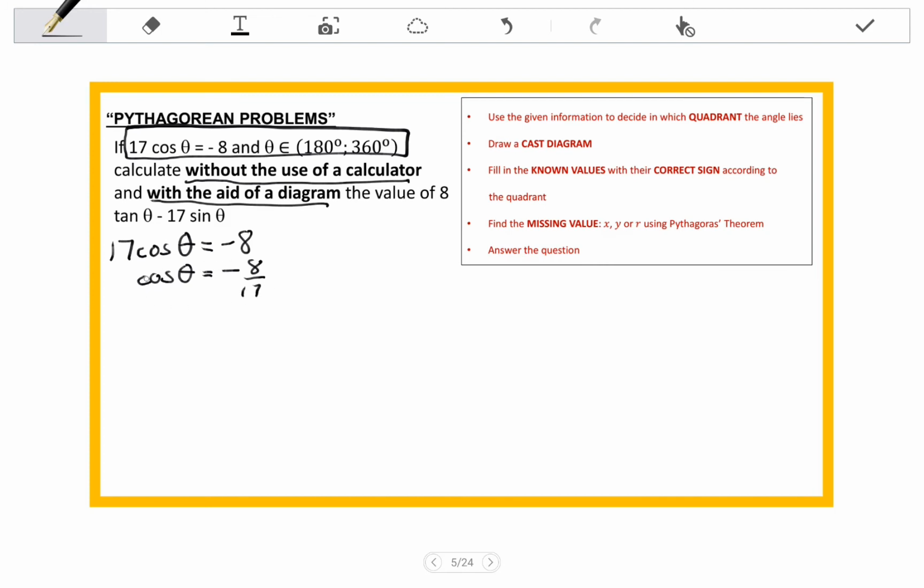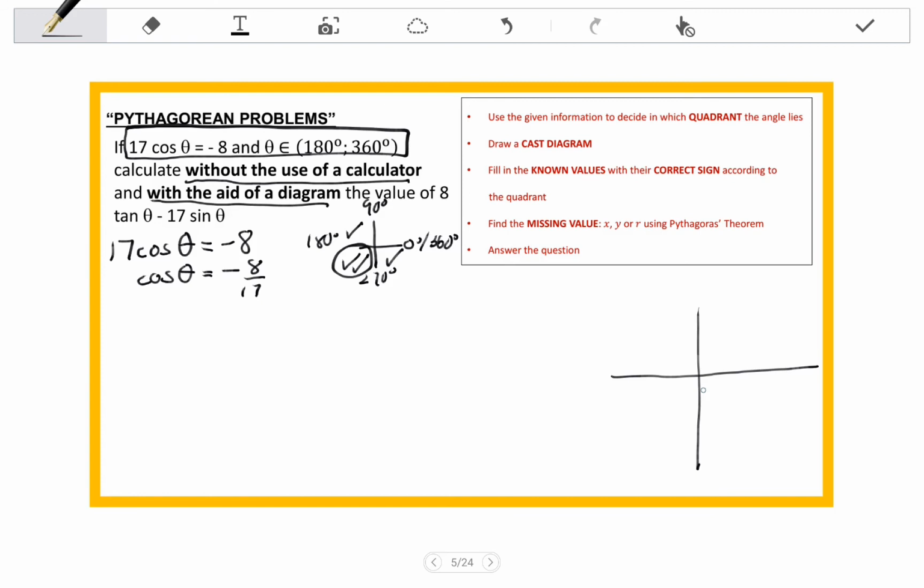So this applies to a quadrant where cos is negative. If I just quickly draw the quadrants, cos is negative in the second quadrant and the third quadrant. Then I'm also told that theta lies within the domain 180 degrees to 360 degrees. So if this is 0, 90, 180, 270, back to 360 degrees, 180 to 360 is quadrant 3 and quadrant 4. Those two bits of information overlap in the third quadrant, so my angle in this case is going to be in the third quadrant.